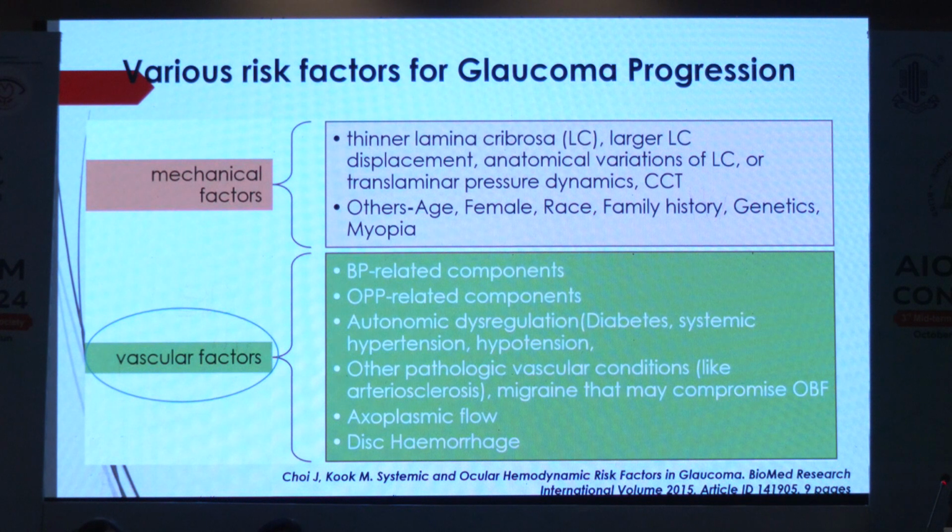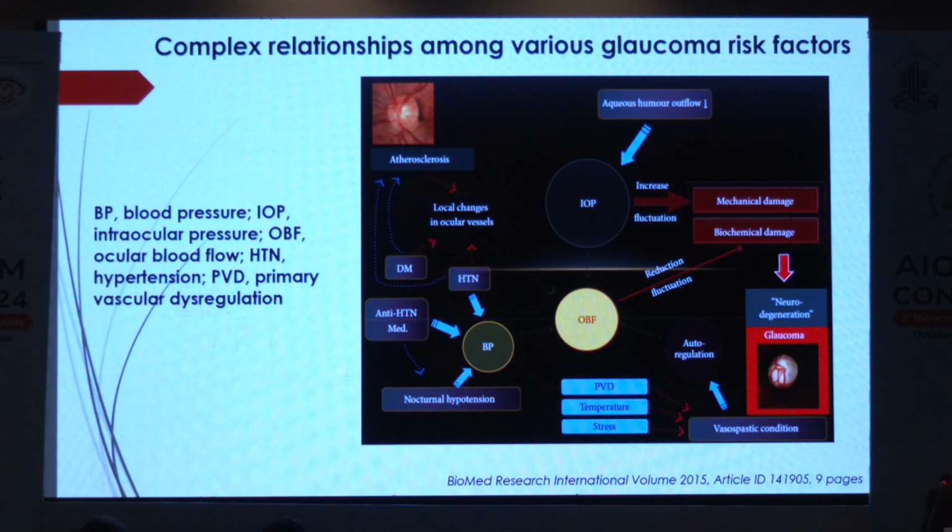But there are other anatomical factors, which are the thinning of your lamina cribrosa, its other variations, and your central corneal thickness. And then we have various vascular factors, which are related to your blood pressure, your ocular perfusion pressure, which is indirectly linked to your blood pressure, and various vascular diseases which cause autonomic dysregulation, and other vascular conditions like migraine and Raynaud's phenomenon, which affect the axoplasmic flow as well as ocular blood flow. And disc hemorrhages, which are a classical feature seen in normal tension glaucoma and a sign of progression. So there's a very complex relationship, but the basic thing being affected by all these factors is your ocular blood flow.